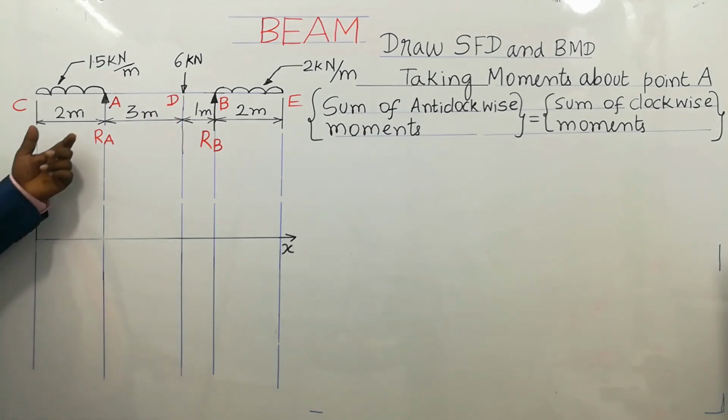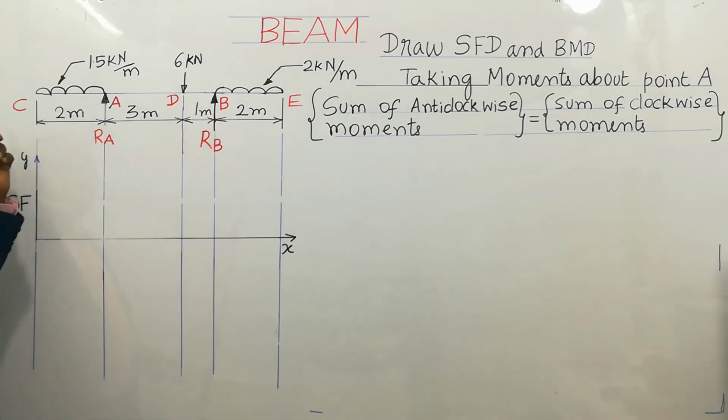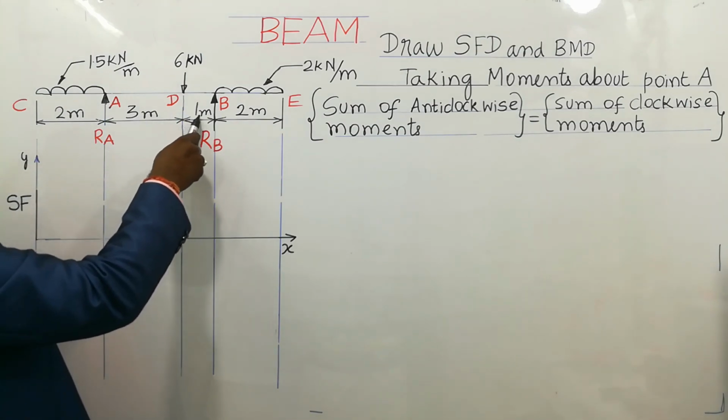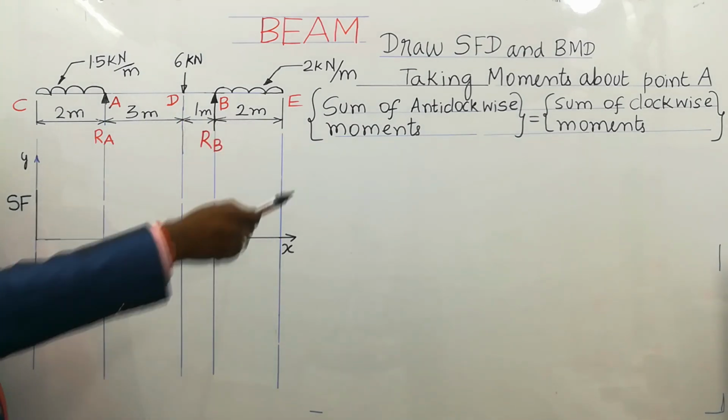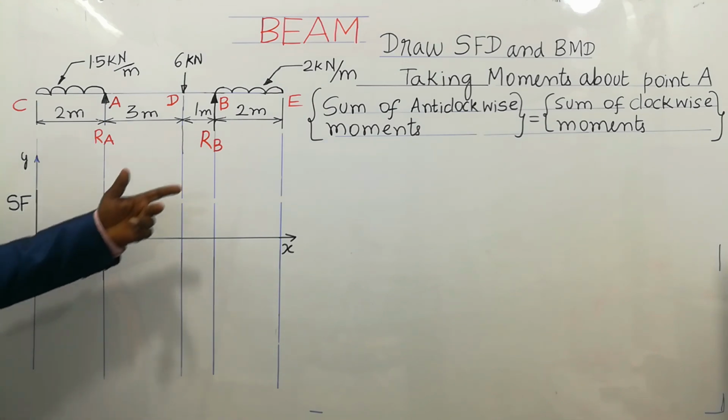The distances are 2 meter, 3 meter, 1 meter, 2 meter respectively. The overall length of the beam is 2 plus 3, 5, 5 plus 1, 6, 8 meter. 8 meter is the overall length of the beam. It's called an overhanging beam. In the question, for a simply supported or overhanging beam, we are going to take moments.